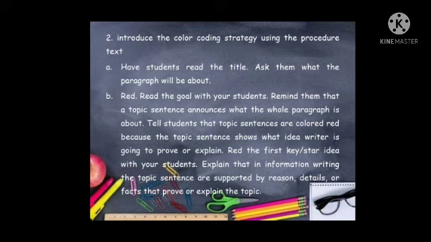And the second is read. Read the goal with your students. Remind them that a topic sentence announces what the whole paragraph is about. Tell students that topic sentences are colored red because the topic sentence shows what idea the writer is going to prove or explain. Red is the first key or star idea. Explain that in informational writing, the topic sentence is supported by relevant details or facts that prove or explain the topic.